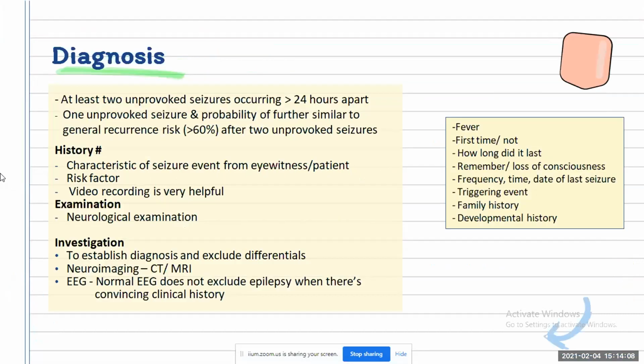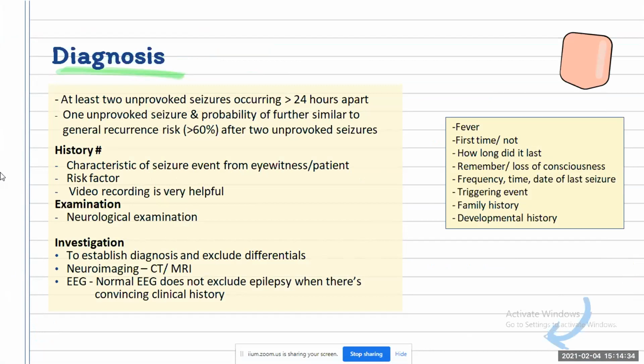Okay, so how to diagnose epilepsy? Like I said before, in the definition, it is diagnosed when there are at least 2 unprovoked seizures that occur more than 24 hours apart, or 1 unprovoked seizure with a probability of further similar recurrence after 2 unprovoked seizures. So in epilepsy, history taking is the most important part of the diagnosis.